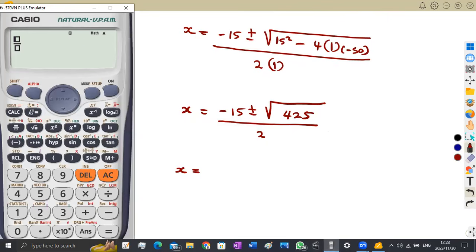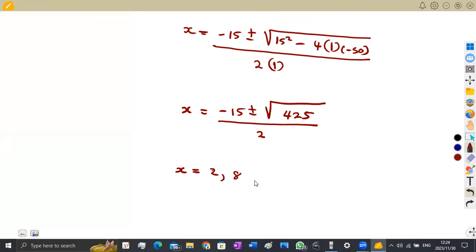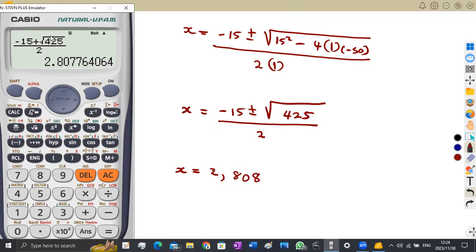All right, so you're going to have a fraction. Let's start with the positive: negative 15 plus the square root of 425, everything over 2. So this is going to give us 2,808, to 3 decimal places. I want to prove this point, so I'm just going to store this value.